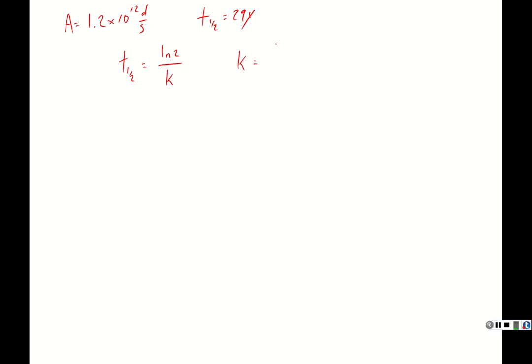K is going to equal ln of 2 over the half-life. And ln of 2 is just 0.693. Half-life was 29 years. So we get, for the rate, 0.024. And years to the -1, or inverse years, would be the units on that one.